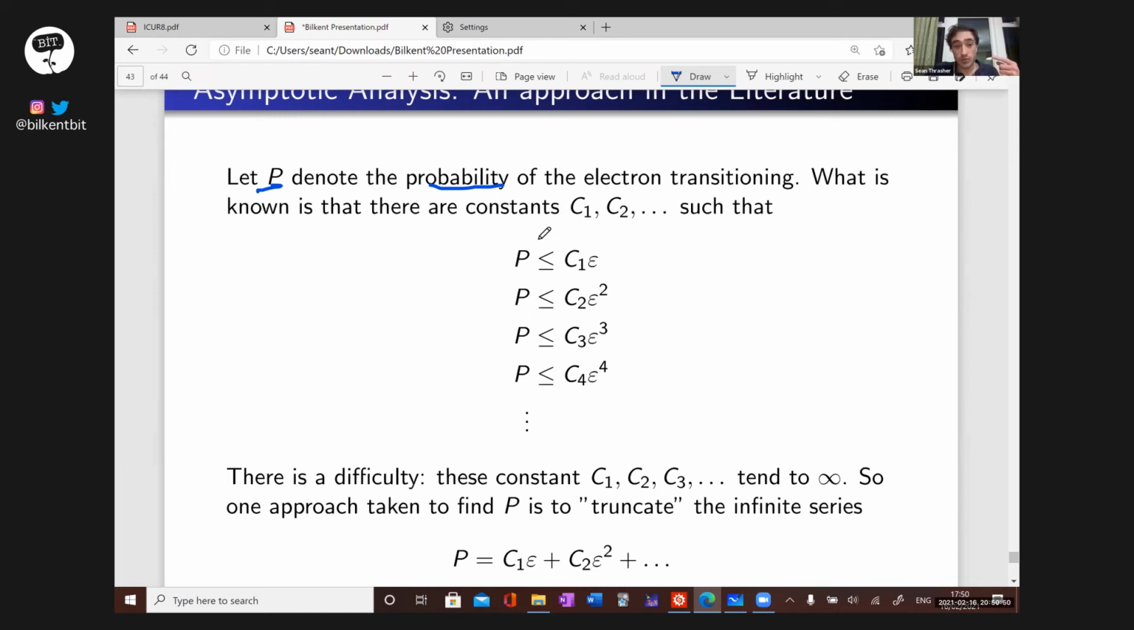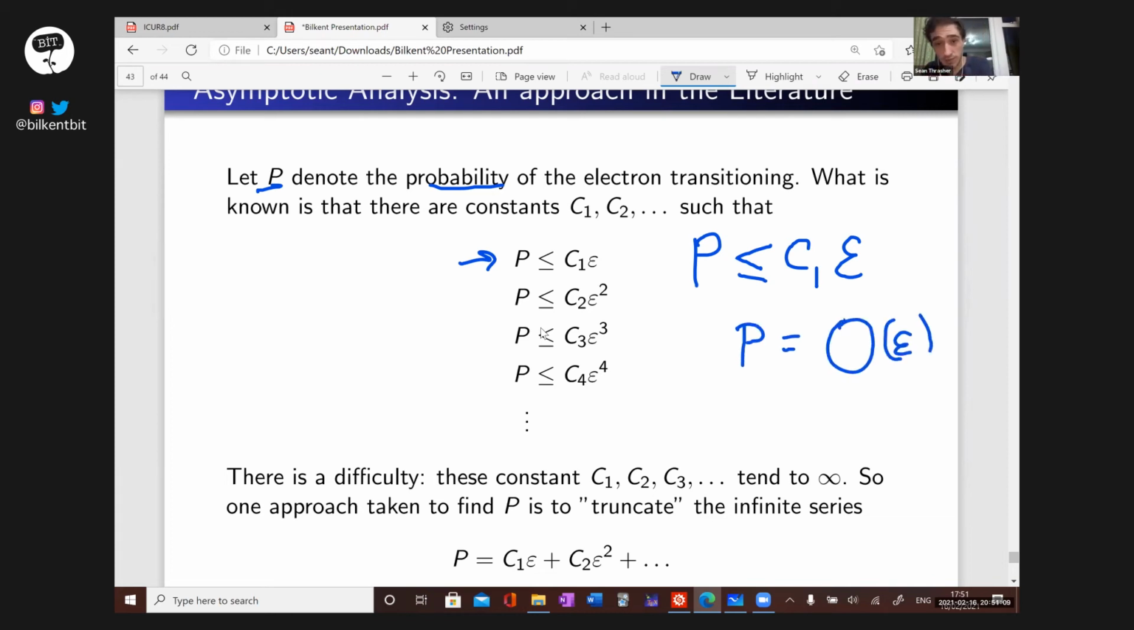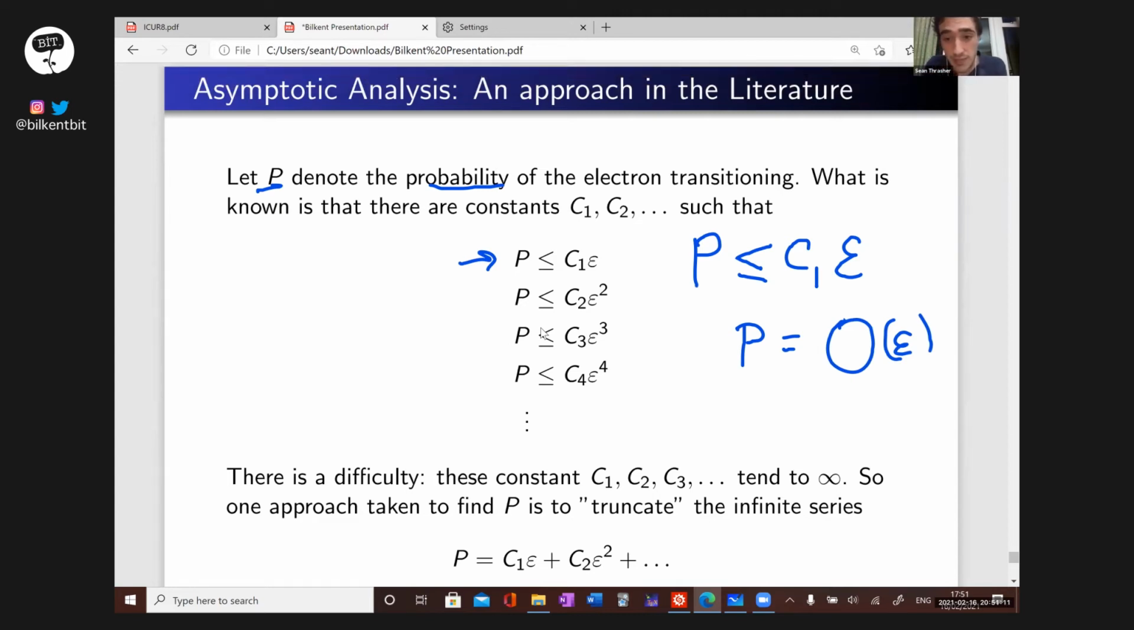One of the things we know is that you can bound the probability from above. So this first inequality means that there is a constant C1 where P is less than or equal to C1 times epsilon. This means that it's big O of epsilon, if you're familiar with that. Basically there's a number such that this inequality is true as epsilon goes to 0.